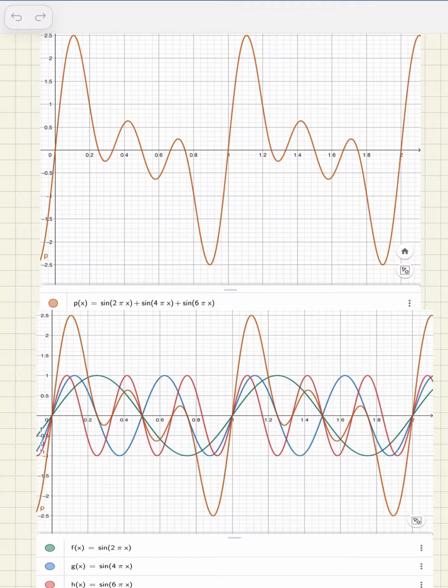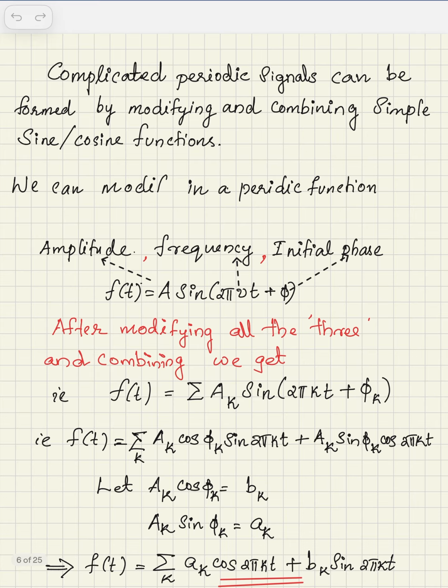Now, this is a figure of all the graphs together. This is the idea: complicated periodic signals can be formed by modifying and combining simple sine or cosine functions. Now, what are the things that we can modify in a function?